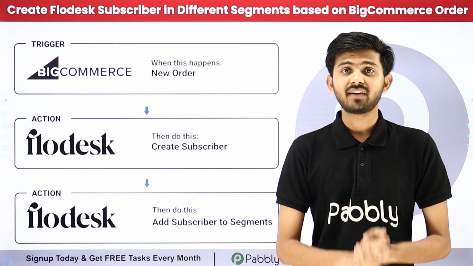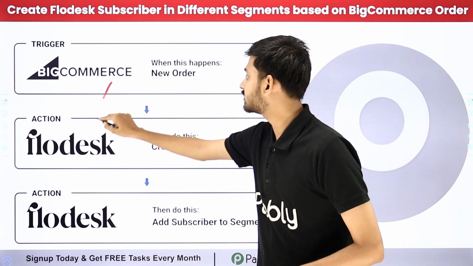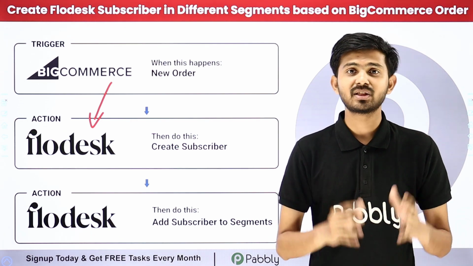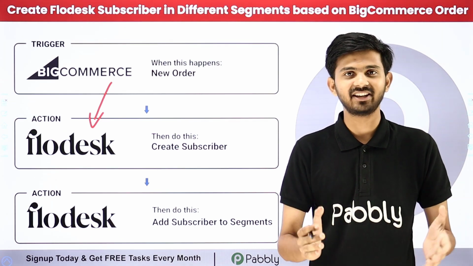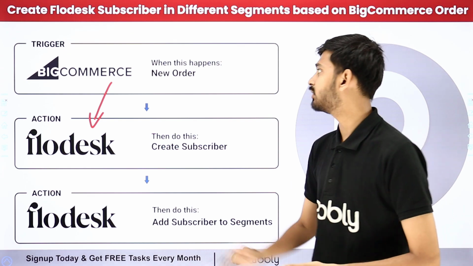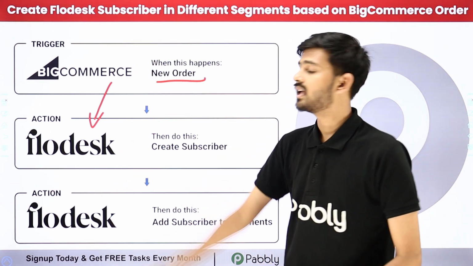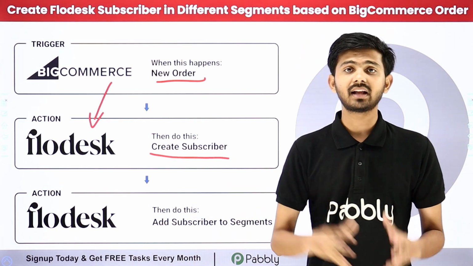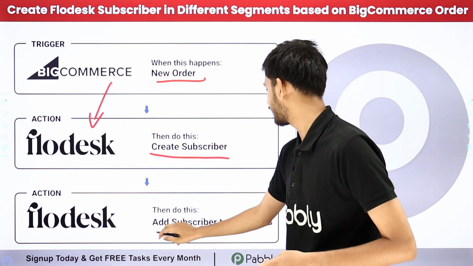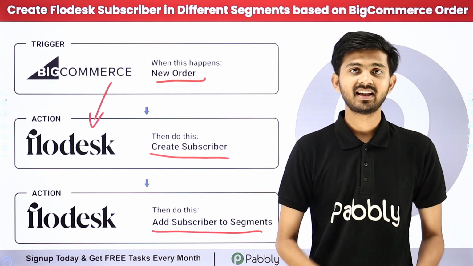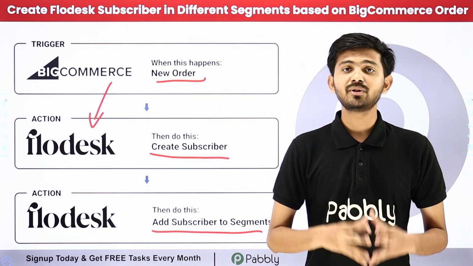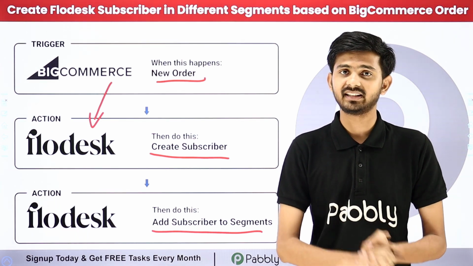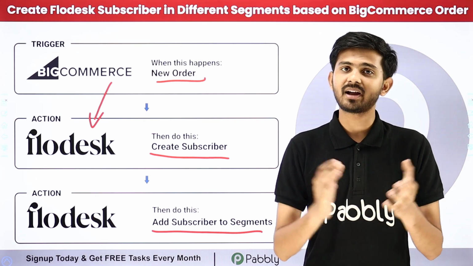So here for my objective, I have to build a connection between BigCommerce and Flodesk. So for building this connection, I'm going to use Pabbly Connect, which is an amazing software for automation and integration. Now with Pabbly Connect, as I'm going to receive a new order from BigCommerce, then automatically I'm going to first create a new subscriber in Flodesk, and after creating that subscriber, I'm going to add that subscriber in a segment based on my order. So how can I use Pabbly Connect for building this connection? For that, let me take you to my computer screen.